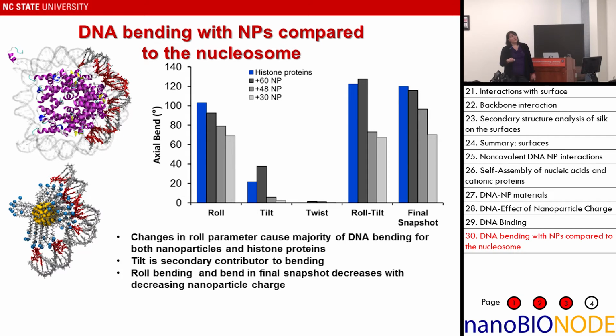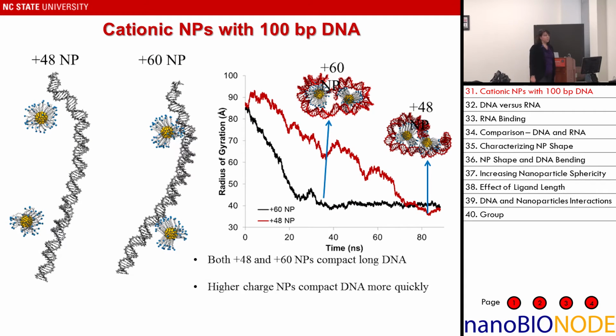has a very similar actual bend. So the nanoparticle with very high charge actually has a similar bend to the histone. Plus 48 has less bend than the histone.